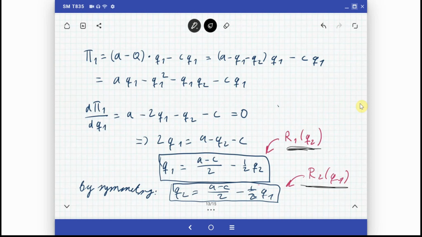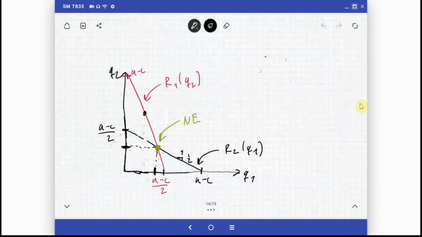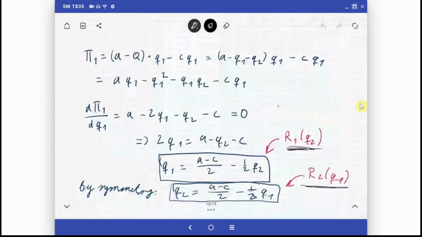So two equations and two unknowns. On the other hand, we can actually make things a little bit easier for us, because we can see that the game is symmetric, meaning that in the solution both players will have exactly the same quantities, and it will make things a little bit easier for us.